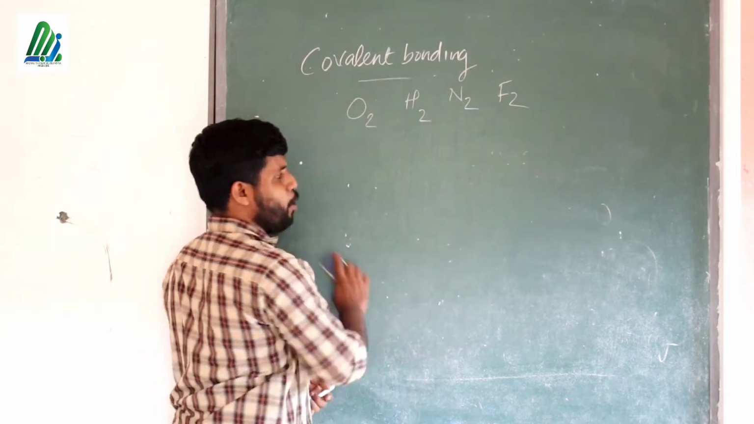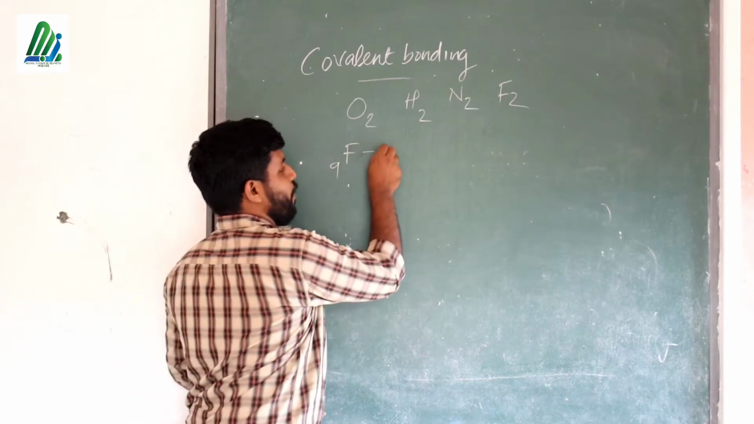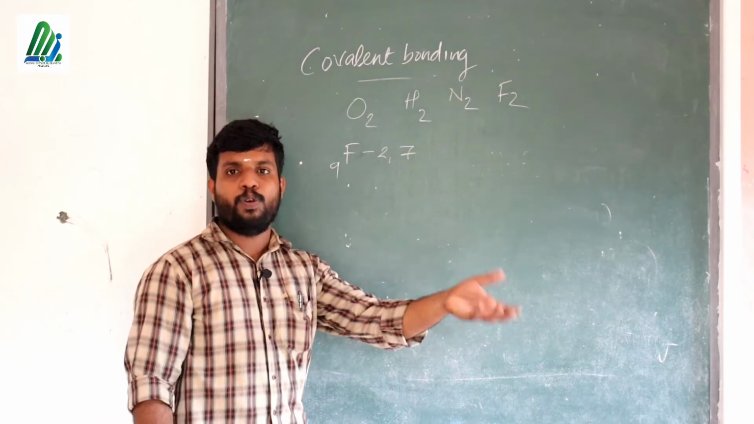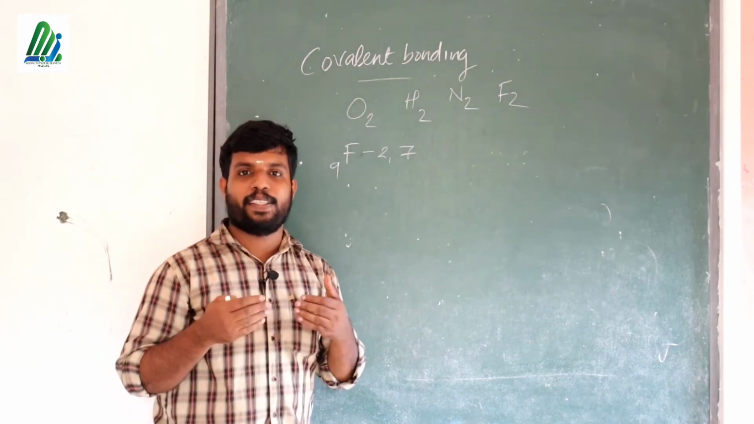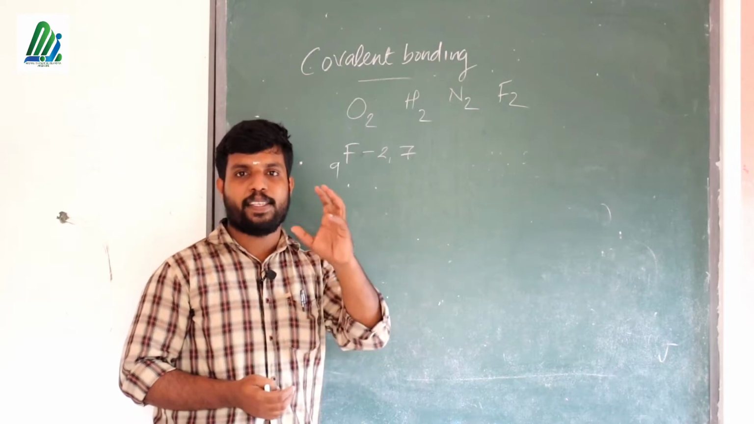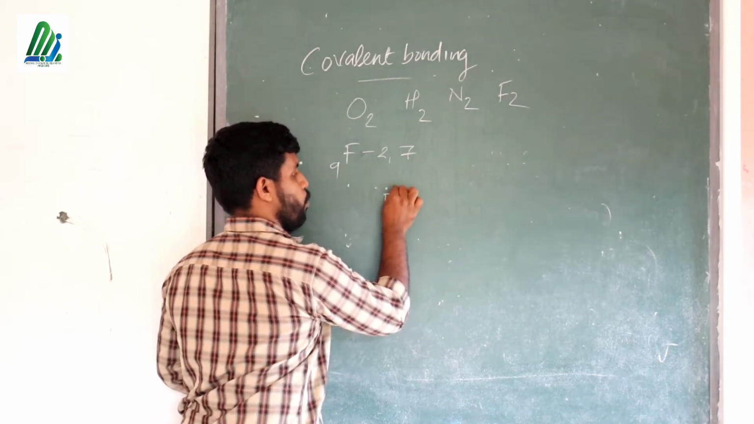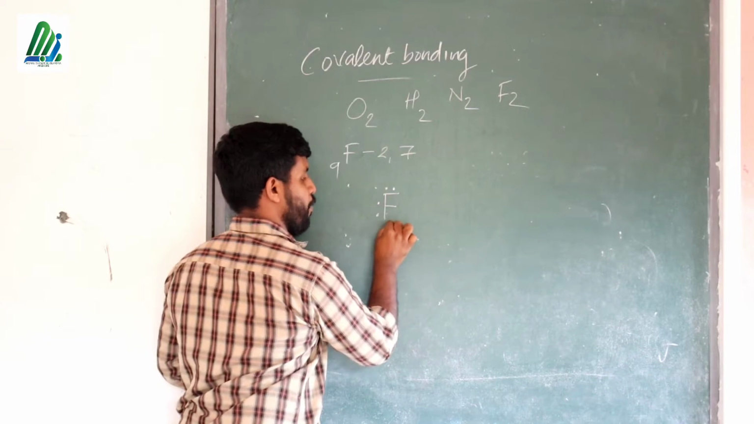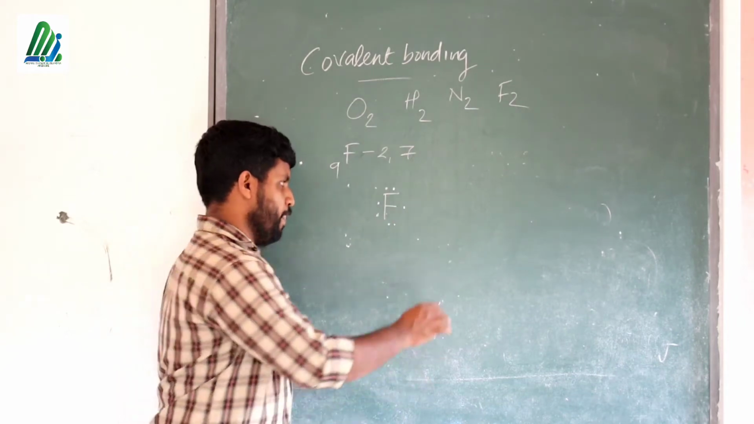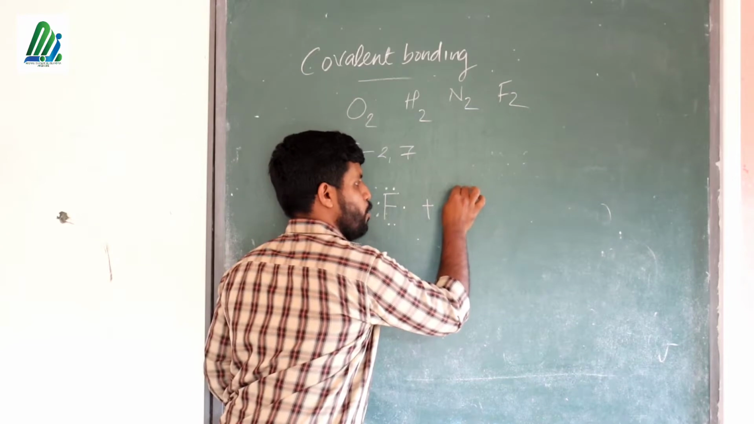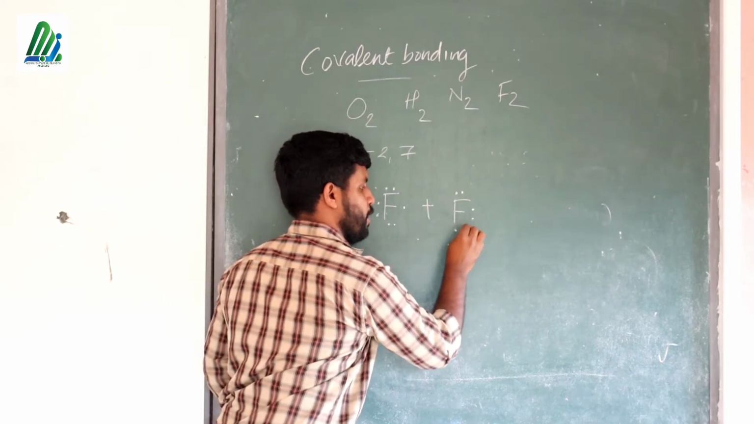So fluorine, its atomic number is 9. If you write the electronic configuration, you get 2, 7. So two fluorine atoms are combining together, and we represent them with the electron dot diagram. We only represent the 7 valence electrons. 1, 2, 3, 4, 5, 6 and 7 electrons are there around fluorine in the valence shell. Then another fluorine atom also has 7 electrons: 1, 2, 3, 4, 5, 6, 7.